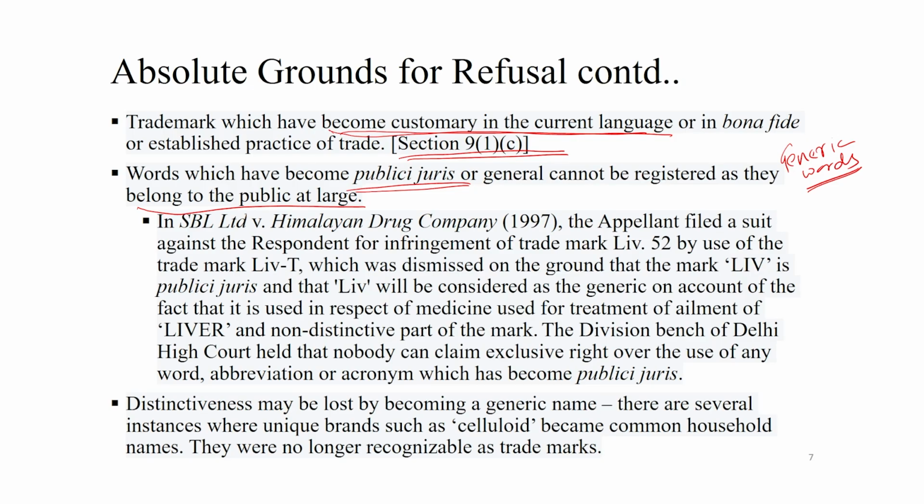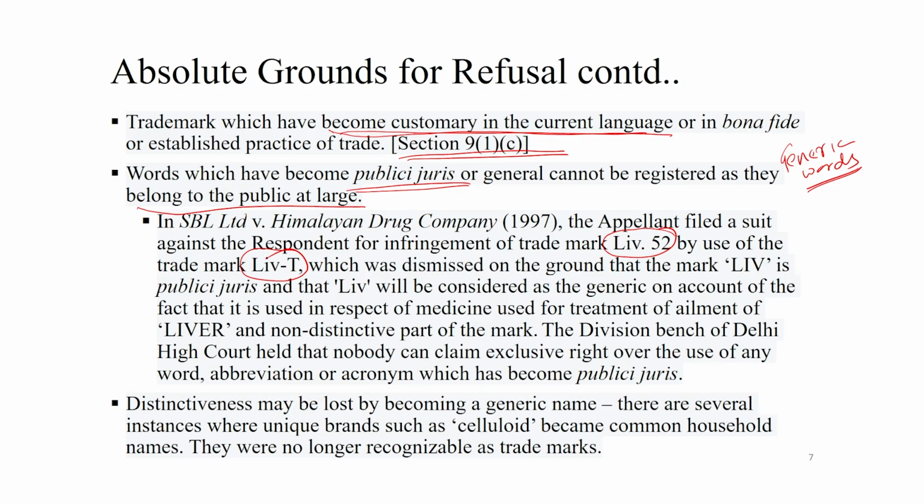There is a case here, SBL Limited versus Himalayan Drug Company, 1997. This case relates to an infringement action filed against the respondent, where the allegation is that the trademark of appellant is Live 52, and this trademark of appellant was used by the respondent as Live T.